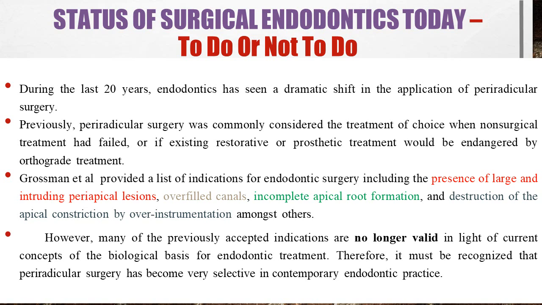Okay, so Grossman, a very famous dentist of his time, had given a list of indications for endodontic surgery at that time. That included the presence of large and intruding periapical lesions, just like how I said just now. Overfilled canal. So if there was GP, your gutta-percha, extending beyond the apex, then yes, surgery was indicated. Incomplete apical root formation. So this was given at a time when apexification and apexogenesis were probably not very common, and the prognosis was not good because of the quality of the materials at that time. And destruction of the apical constriction by over instrumentation.